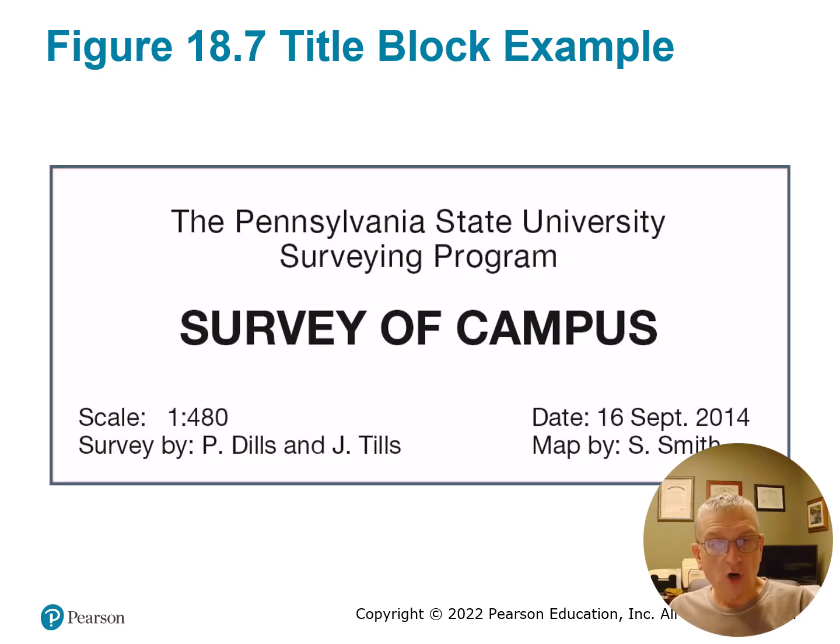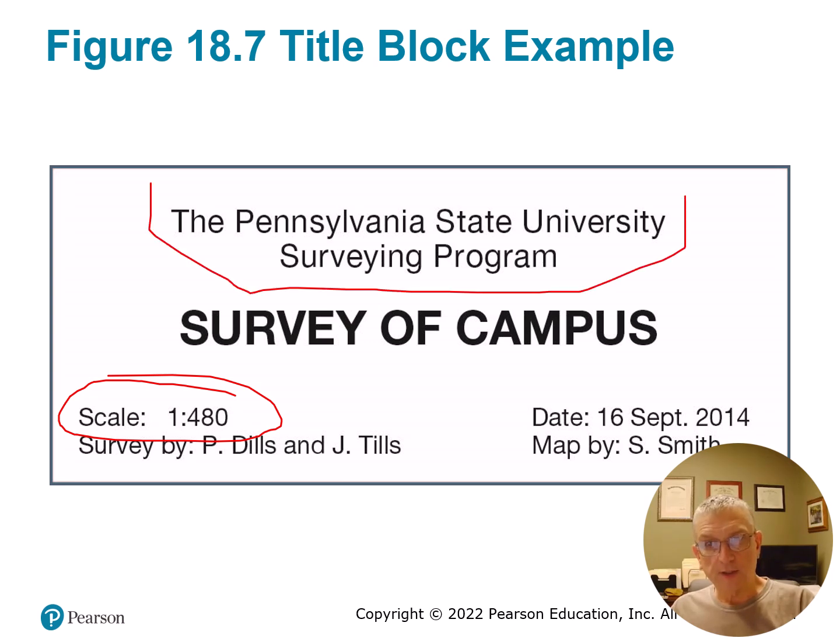Every good drawing or map needs a title block. And here's one that Dr. Galani introduced from 2014. You're typically going to have a scale. We're going to talk about that in a minute. This might be ABC Engineering Company or Chastain and Associates Surveying Company, but here it is, the Pennsylvania State University program.